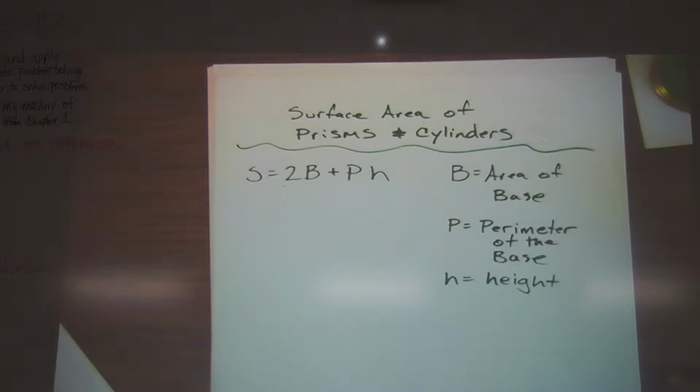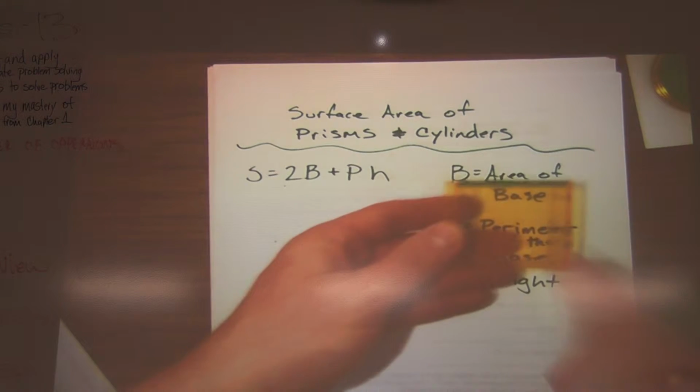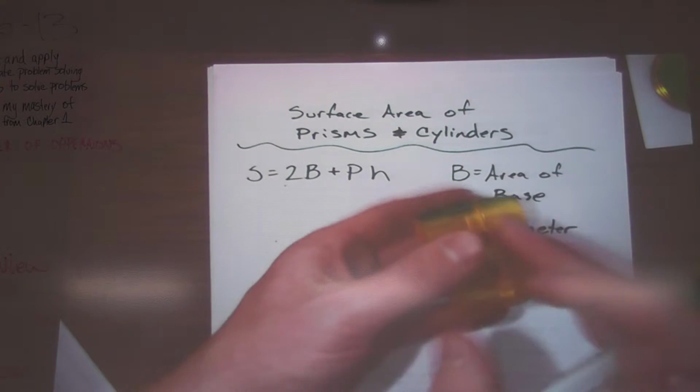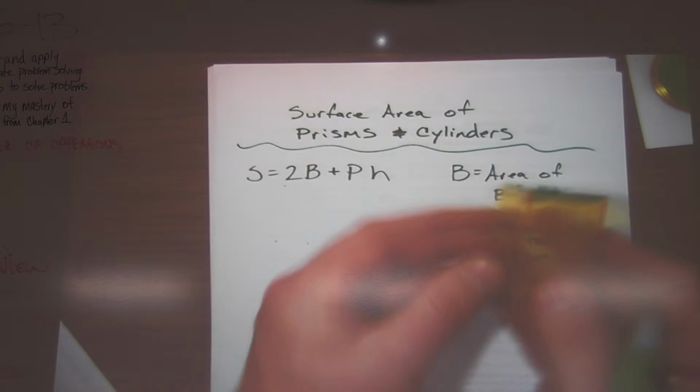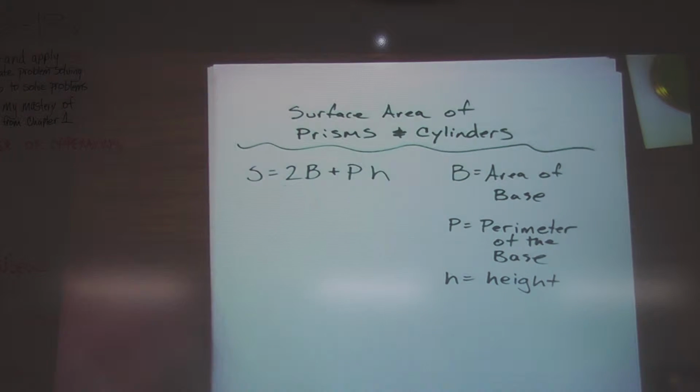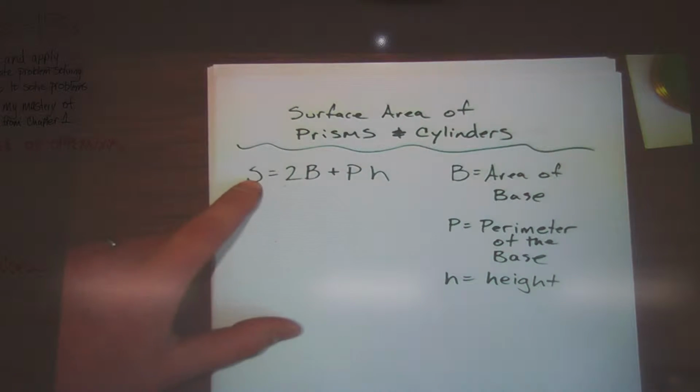Today we're going to be talking about surface area of prisms and cylinders. Surface area is the area that covers all the lateral faces, top and bottom, side and side, front and back. Now to find that, we're going to use this formula.